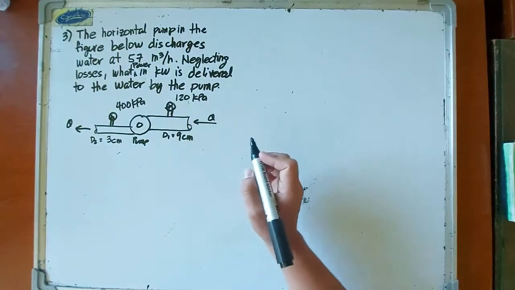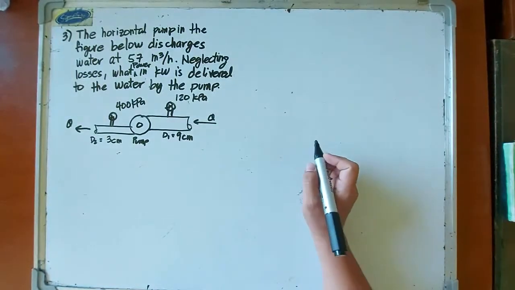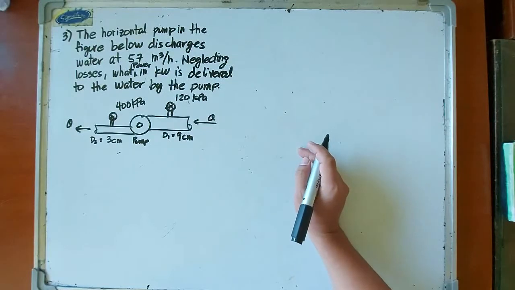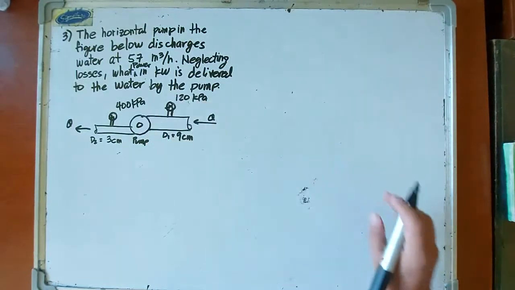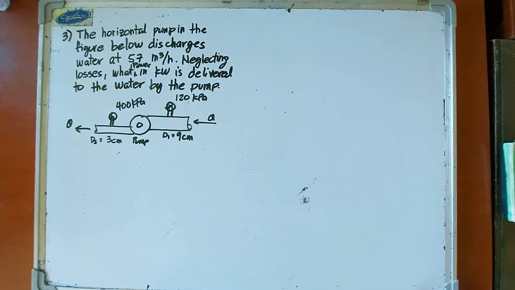So we are to solve for the power needed to drive the water to produce 57 cubic meters per hour na discharge. Okay, so we're going to apply the energy equation. First thing we should do is to identify 2 points. So remember, when we apply the energy equation, we always need 2 points, no? Kailangan natin ng 2 points. So saan ilalagay yung dalawang points na yan?